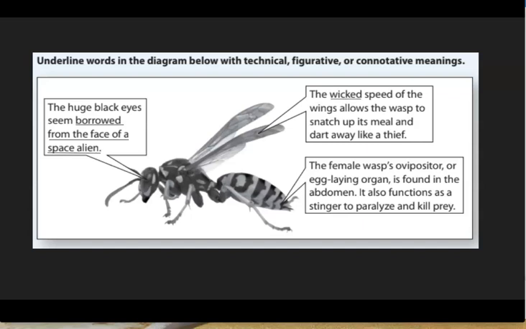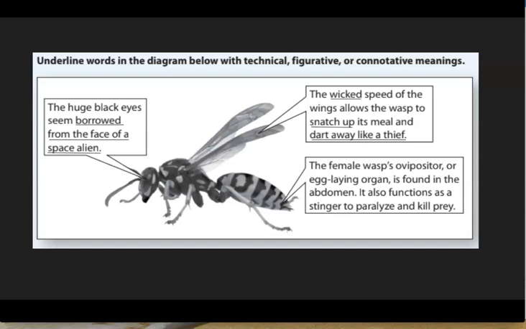Next, we're looking in the upper right-hand corner of this diagram. The wicked speed of the wings allows the wasp to snatch up its meal and dart away like a thief. So I've already underlined wicked for you. Usually when we think wicked, we think witch of the west or something that is evil. We know that the wasp isn't exactly evil, but that is a creative use for that word. There are some other creative uses for some words here. So we've got snatch up, that is some creative use of language, and then dart away like a thief. We see that simile because of that word like.